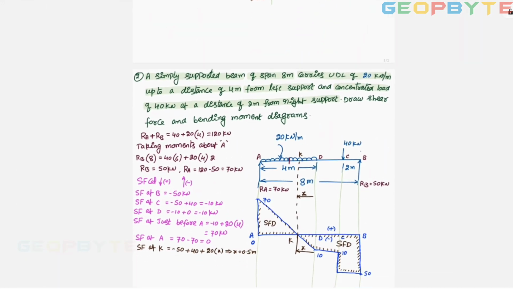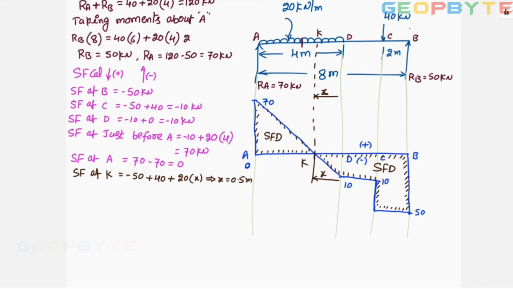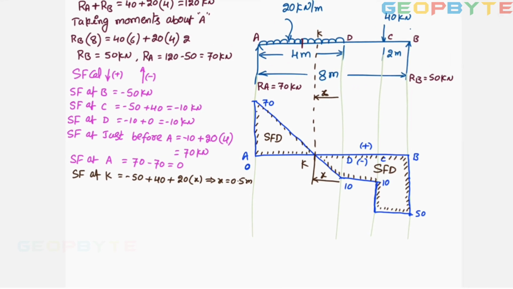Let us minimize the diagram for finding the bending moment values. Now let us find the BM calculations. Take clockwise moments as negative and anti-clockwise moments as positive. Now BM at both ends as usual: BM at B equals 0 and BM at A also equals 0.